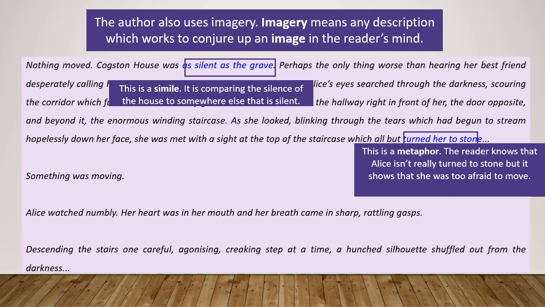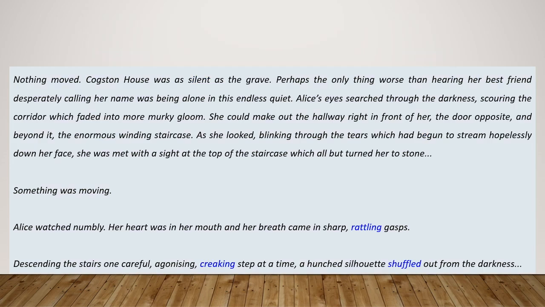The other thing that you could use is a metaphor. The reader knows that Alice hasn't really turned to stone, but it shows she was too afraid to move. So by describing her as turned to stone, the reader gets a clear idea in their mind that she's frozen still in place, rather than you just using basic language like saying she stood still. This makes it more interesting and creates a really clear image in the reader's mind.